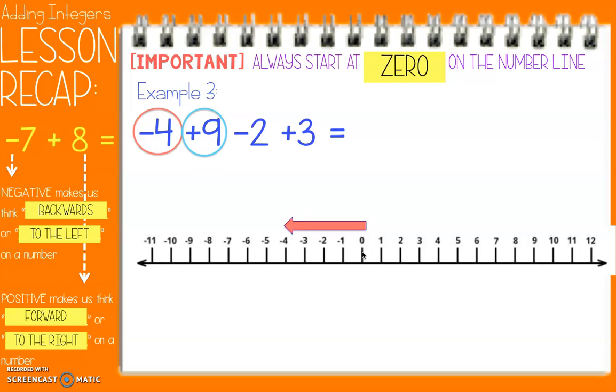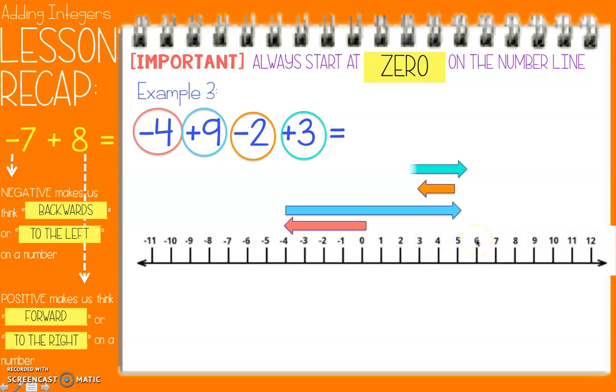Then we see a +9. So from the -4, we're going to go 9 spaces to the right, or forward 9 spaces, and we're at +5. Next, we have a -2. So from there, we're going to go back 2 spaces, and we're at +3. And then last but not least, we see a +3. So from there, we're going to go forward 3 spaces, and we're going to end at +6. So our answer is +6.